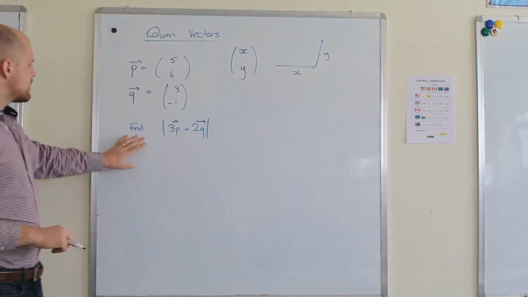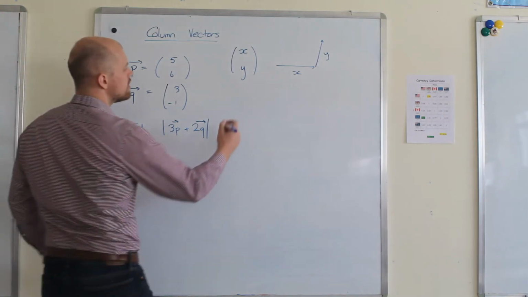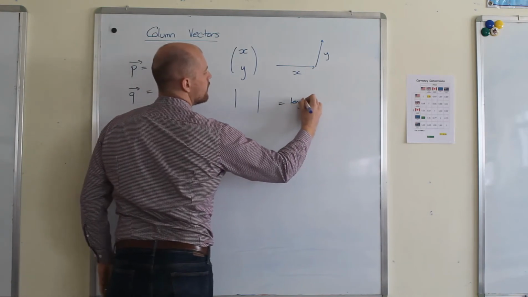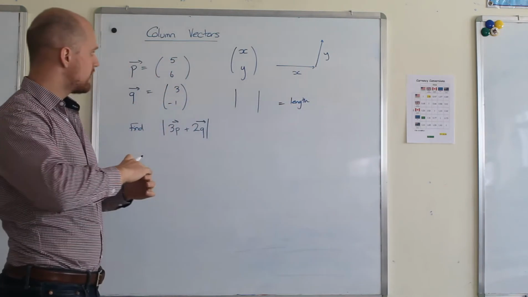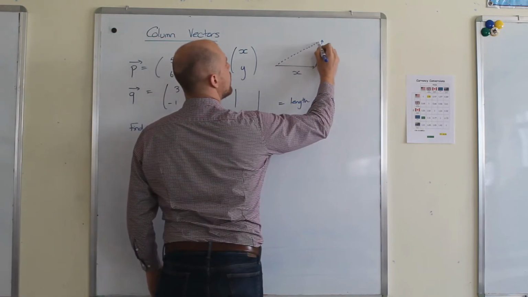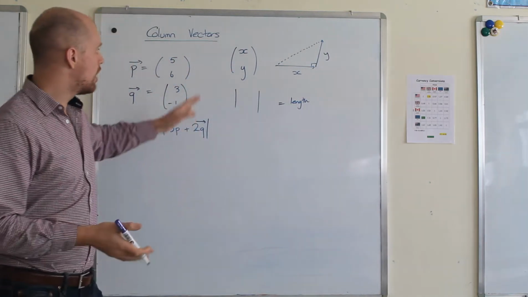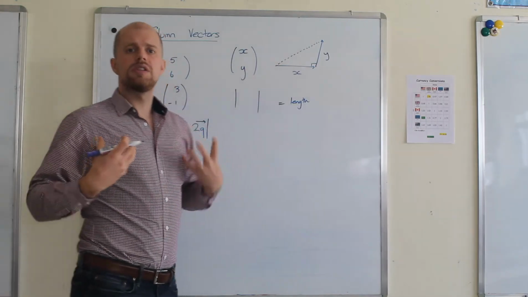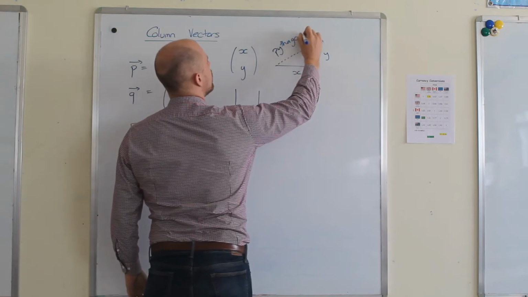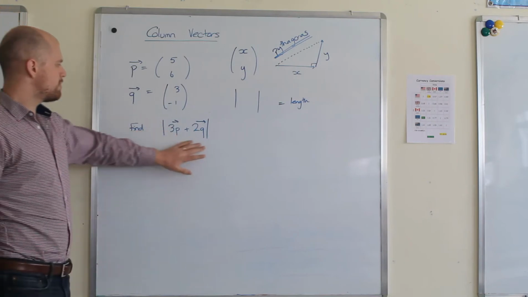Now in our first question it says find the modulus of 3p plus 2q. And modulus means length. So in general, if I have a vector that is (x, y), I'm going to be looking for this length here. And that's a 90-degree angle. So whenever you see this modulus sign, we know we've got a right-angled triangle, which would suggest you're going to use Pythagoras to find the length.